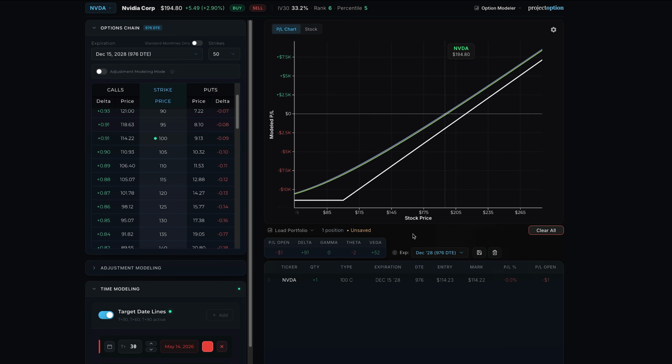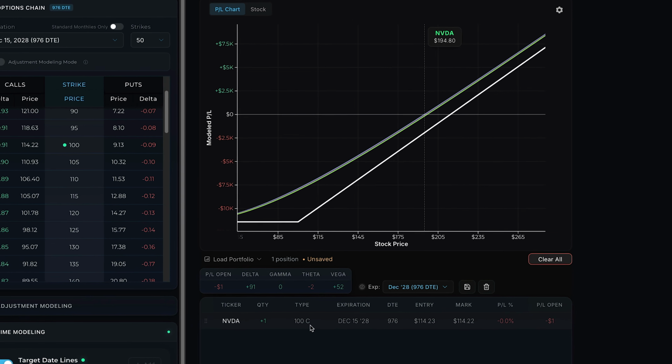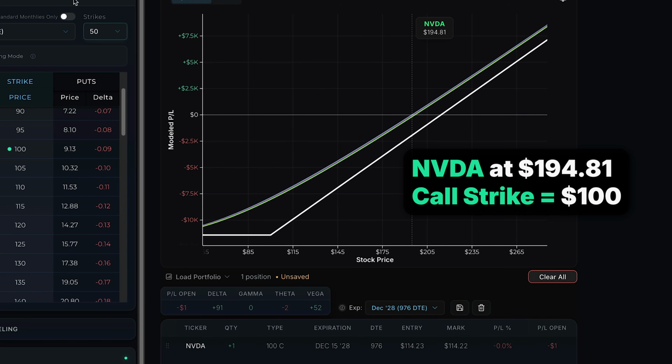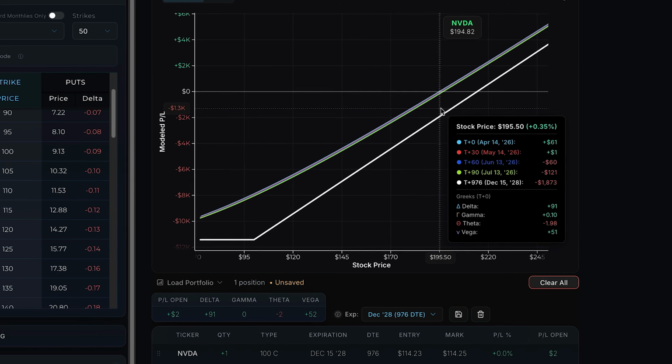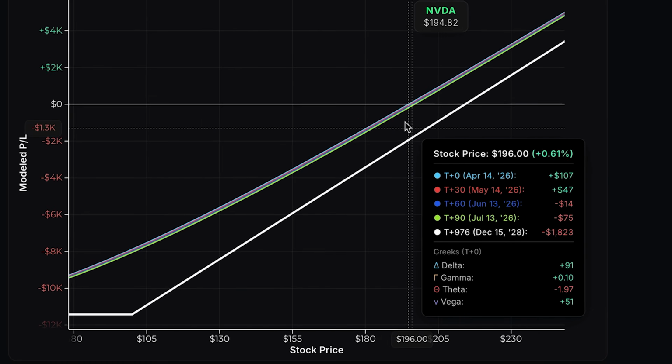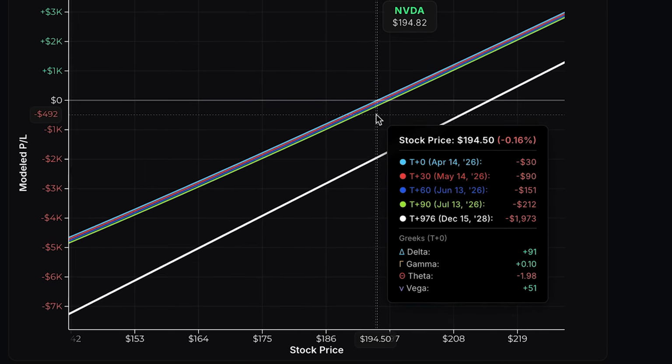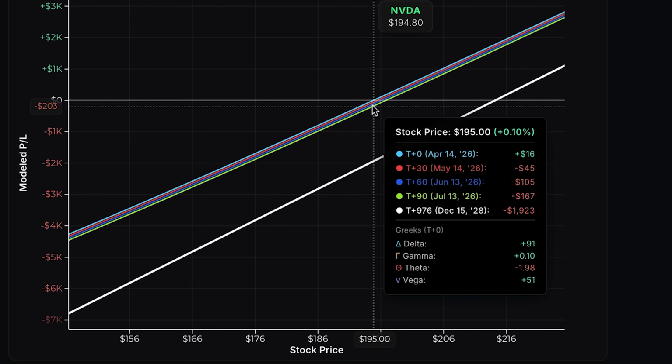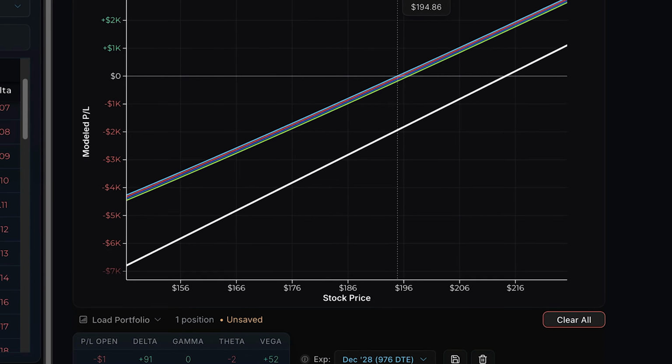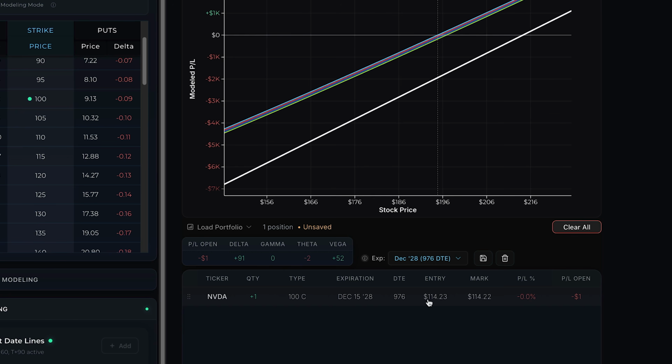And if I go back to the modeler and I put in a super deep in-the-money call option with a strike price of 100, when NVIDIA is at 195, we can visualize that minimized decay exposure by looking at this call option's theoretical P&L curves. At 90 days forward, if the stock price doesn't move, this option is expected to lose $167. And that's relative to the total option value of over $11,000.